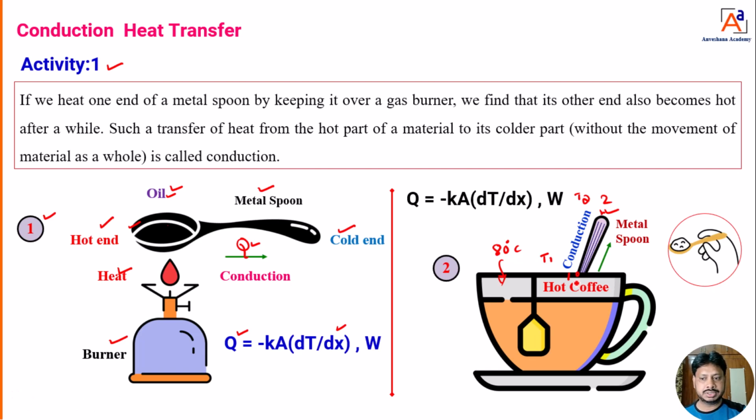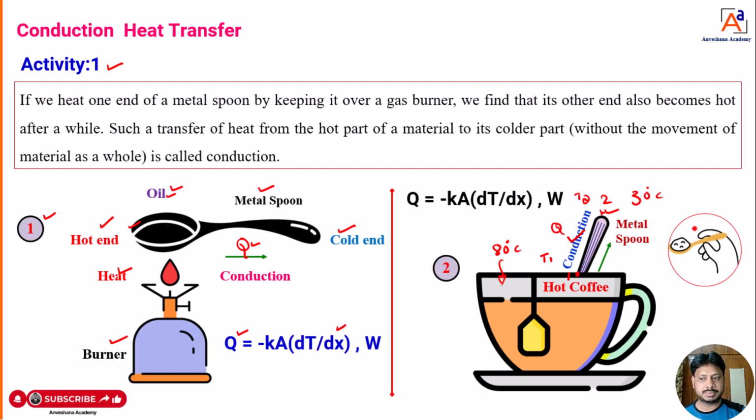the heat is going to transfer from point 1 to point 2. The temperature at point 1 I mark as T1. The heat transfers through the metal spoon, and that type of heat transfer we call conduction heat transfer. Its notation is Q. The heat transfers through the metal spoon from the hot coffee to the surroundings, the ambient, at 30 degrees Celsius. That means heat is going to transfer from 80 degrees Celsius to 30 degrees Celsius through the metal spoon.